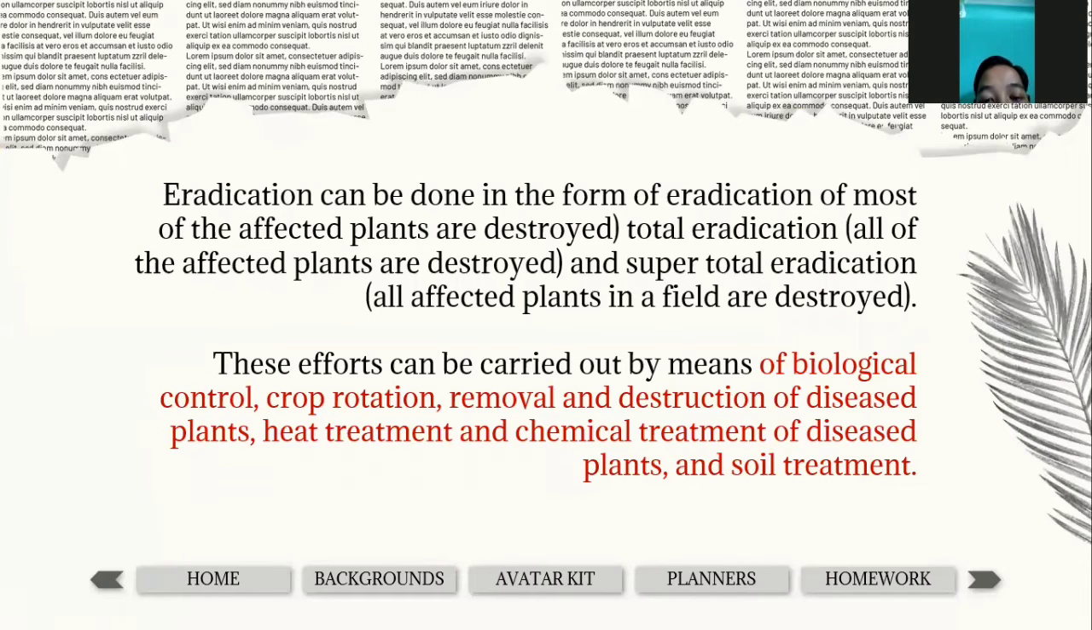Eradication can be done in the form of partial eradication, where most of the affected plants are destroyed, total eradication, where all of the affected plants are destroyed, and super total eradication, where all affected plants in a field are destroyed. This effort can be carried out by means of biological control, crop rotation, removal and destruction of diseased plants, heat treatment and chemical treatment of diseased plants, and soil treatment.